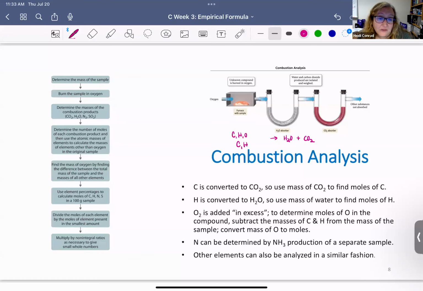To figure out how much oxygen was in our original sample, find the moles of that. If we're looking for nitrogen, we can collect ammonia production in a separate sample and convert that back to how much nitrogen was in our sample, and other elements can be analyzed in a similar fashion. Students hate combustion analysis. It tends to be a more difficult problem to do.